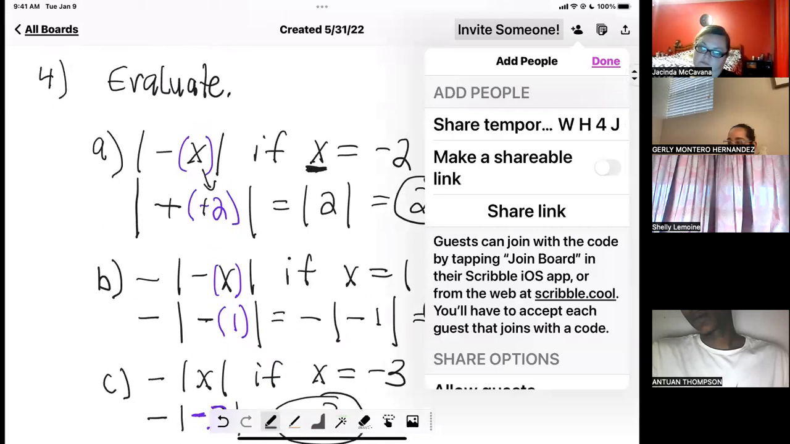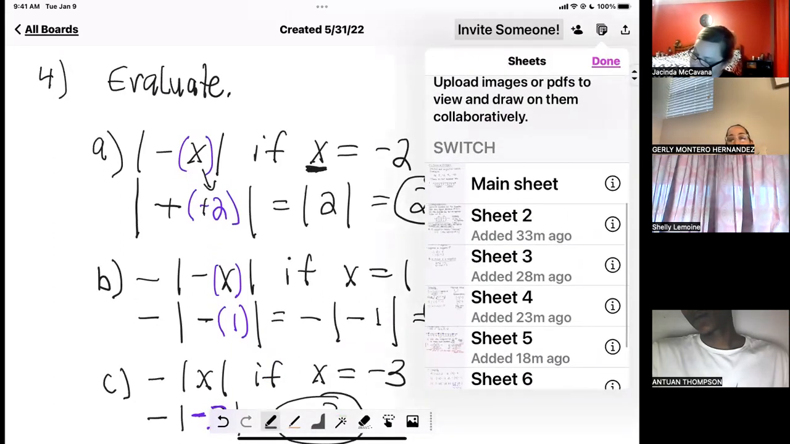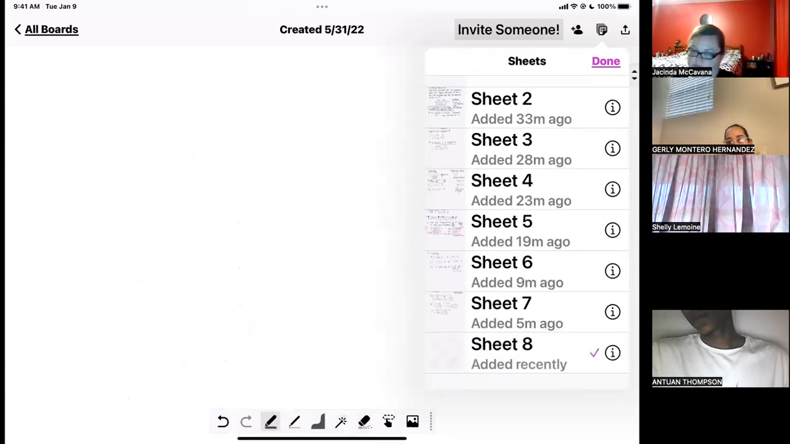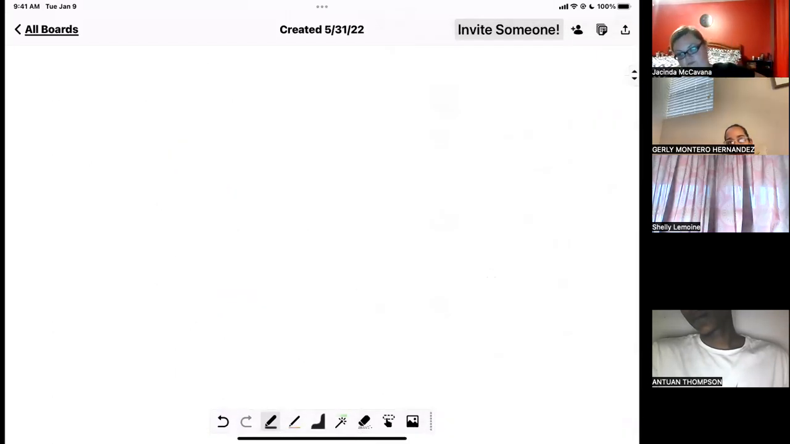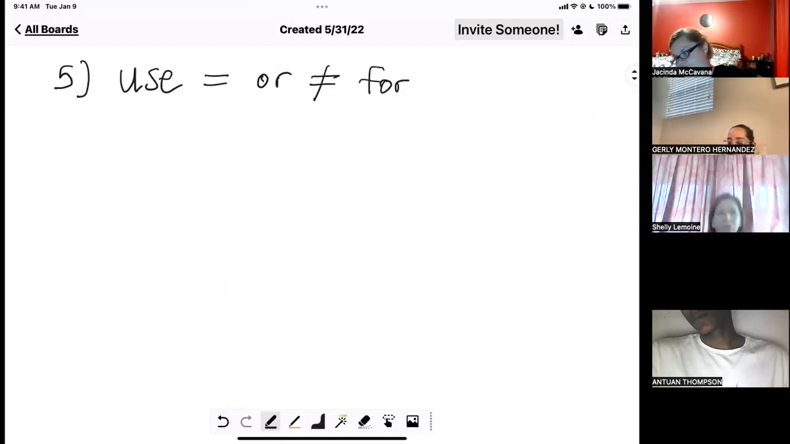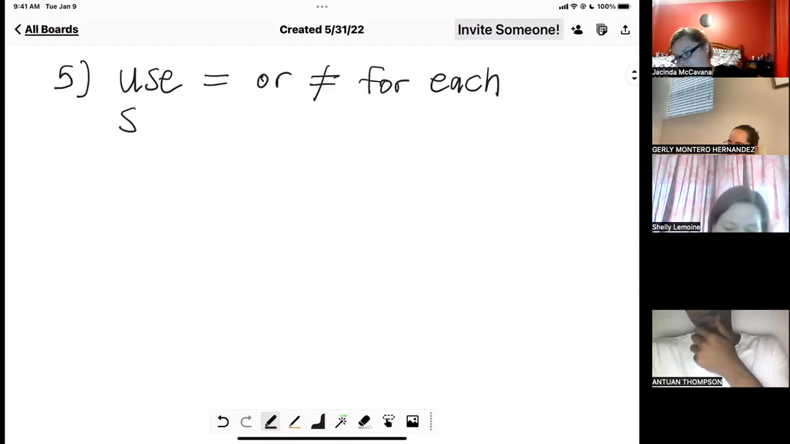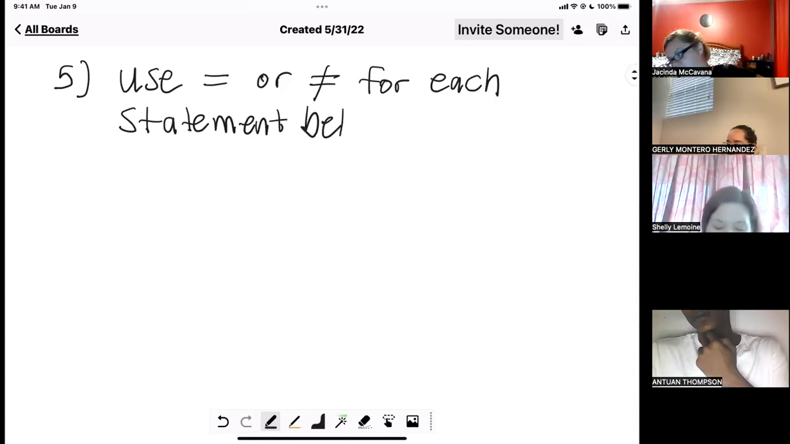Okay, last thing I want to do in this section, and then we're going to the next section. Recipe number 5. Use equal to or not equal to for each statement below. So this time, instead of an inequality, less than or greater than, we're going to use equal to or not equal to.